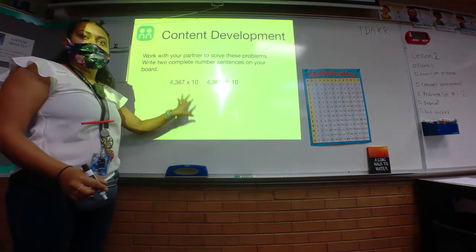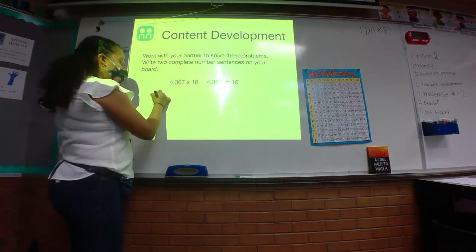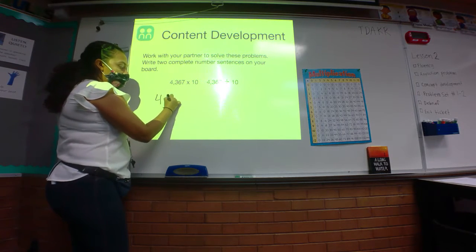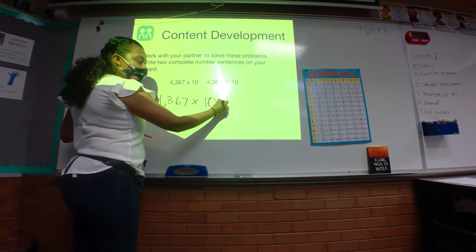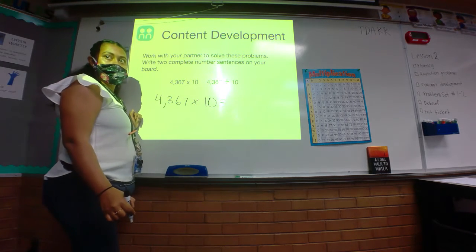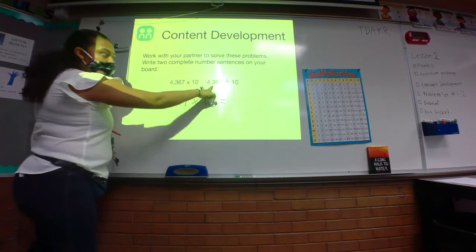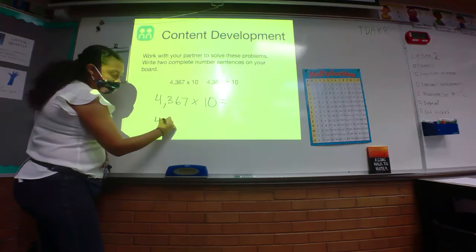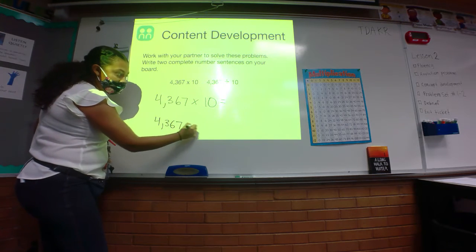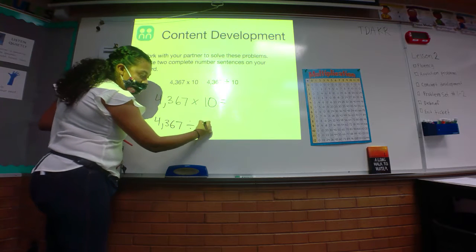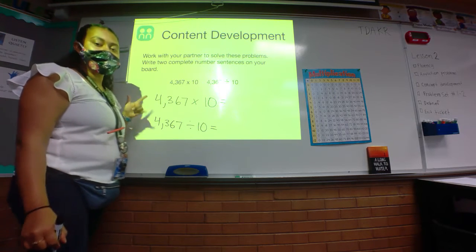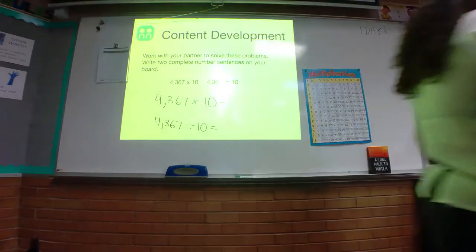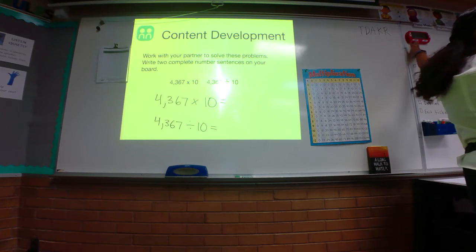Okay, Dylan, on your whiteboard, okay? So write down 4,367 times 10 equals, and then 4,367 divided by 10 equals. Okay, solve them. Explain to your partner how you got the answer. 1 minute. Go.